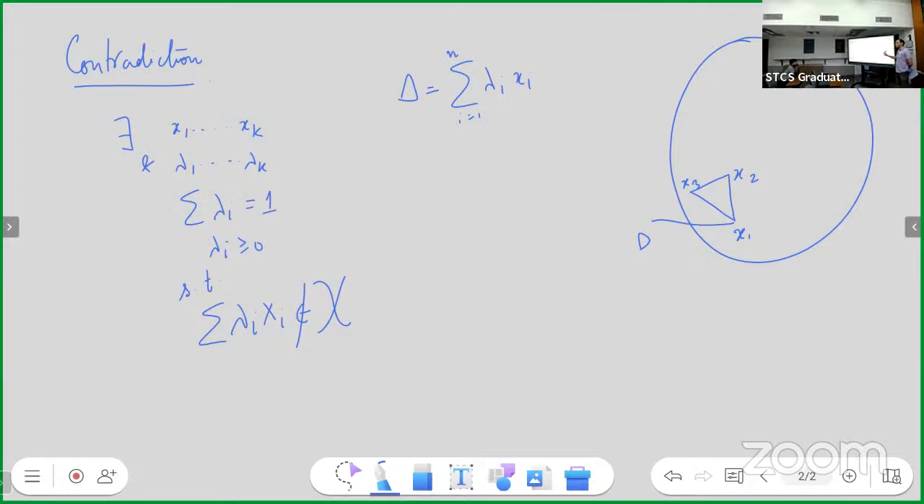And then that will be contained inside the capital X. So then delta is a member of the convex hull. Convex hull is a member of X. So that will be the delta belongs to X. That's the simplest geometric way of looking at it.